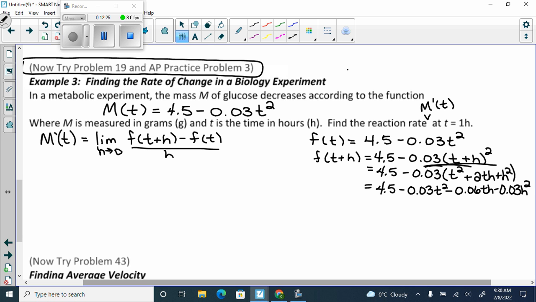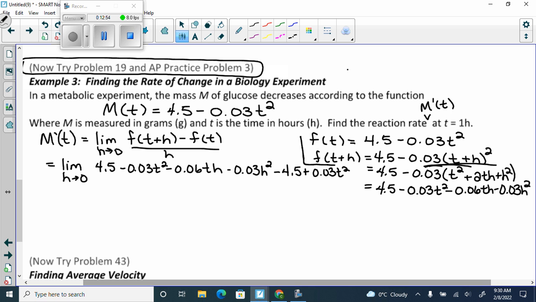All right. So when we fill it in, we're going to get the limit as h goes to 0 of 4.5 minus 0.03 t squared minus 0.06 th minus 0.03 h squared. And then I have to subtract f of t, so minus 4.5 and then plus 0.03 t squared, all over h.